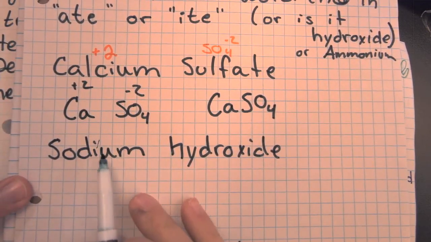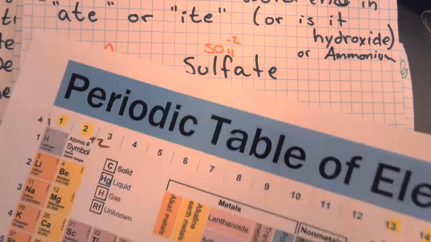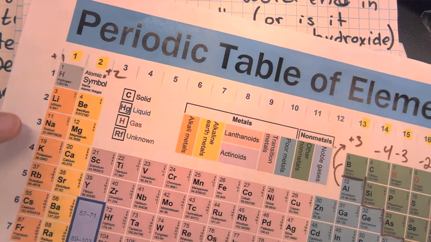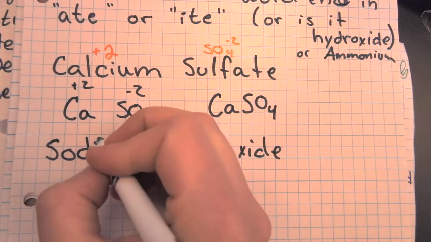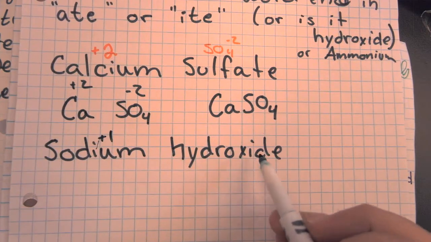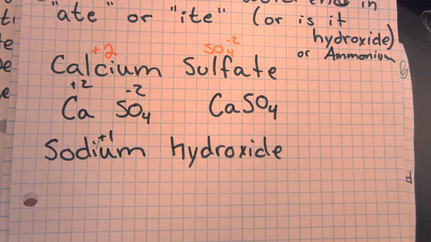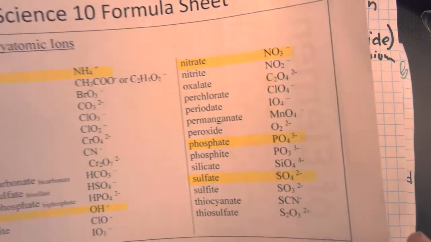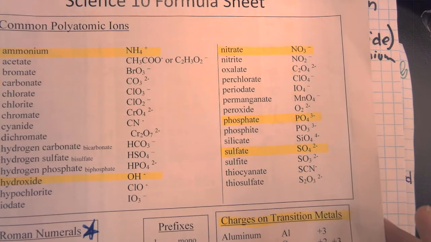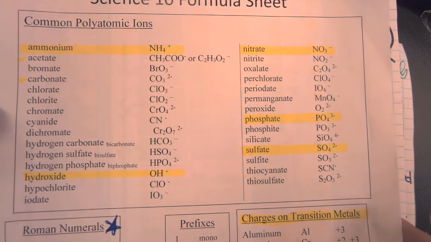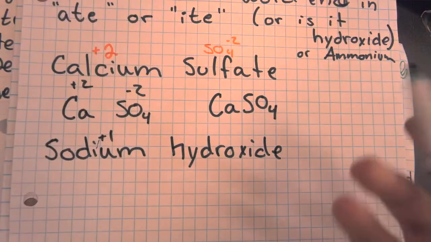Okay, sodium hydroxide. So sodium, we get the charge over here. It's a +1. Hydroxide doesn't end in ate or ite, but it's one of the two exceptions. There's more exceptions, but those are the two that we use in grade 10. So hydroxide is OH, -1.